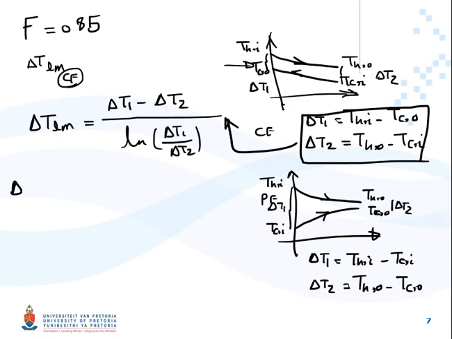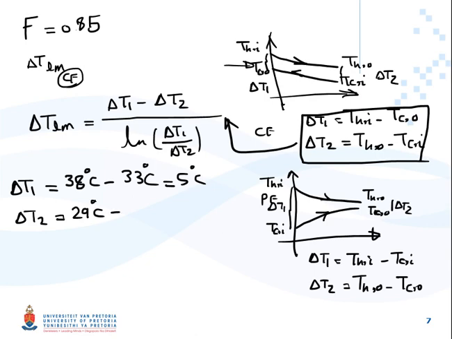So delta T1 is the inlet temperature of hot fluid, 38, minus the outlet temperature of cold fluid, 33, which is 5. And delta T2 is equal to the outlet temperature of hot fluid, 29, minus the inlet temperature of cold fluid, 16, so it is equal to 13.